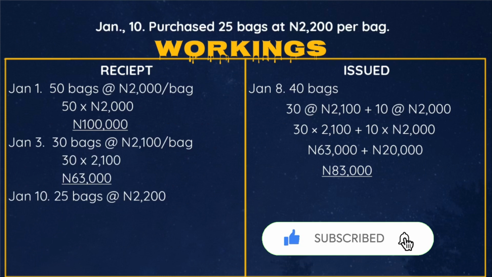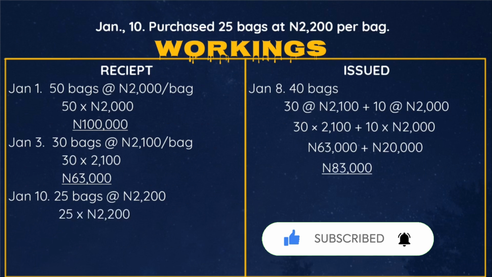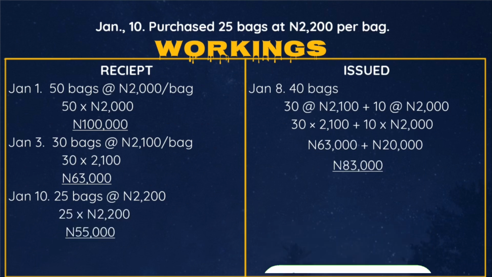25 bags of cement at 2,200. That will be 25 times 2,200 under our receipt side. So 25 times 2,200 will give us 55,000 naira, which means we have 25 bags at 2,200, and the value is 55,000 naira. Let's go to our inventory account.